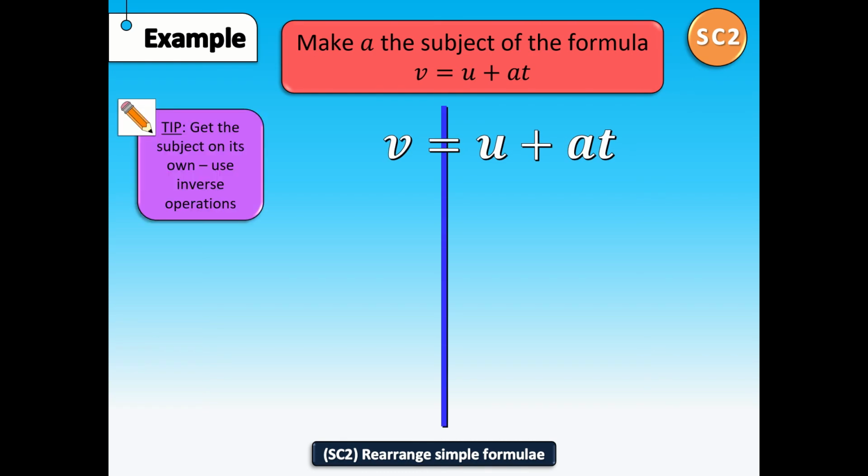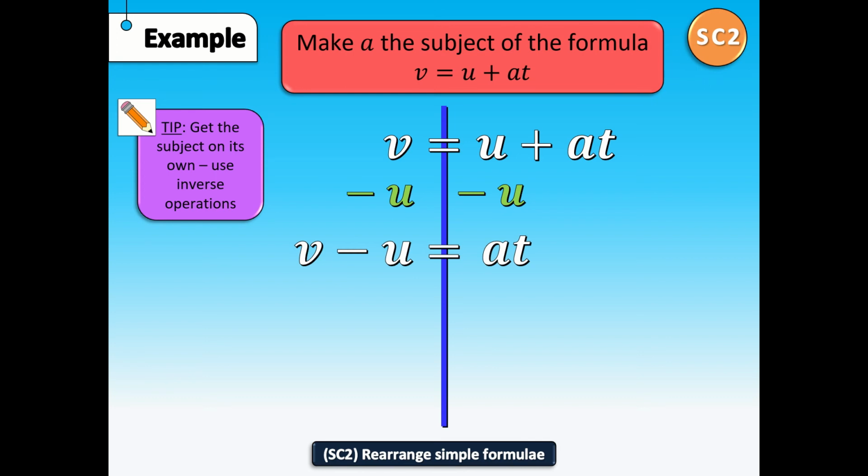So we put a line through the middle of the equal sign, and what we do to one side, we've got to do to the other side. So we want to get A on its own. So we start by taking away u from both sides. That means we have v minus u on this side, and just at on this side.